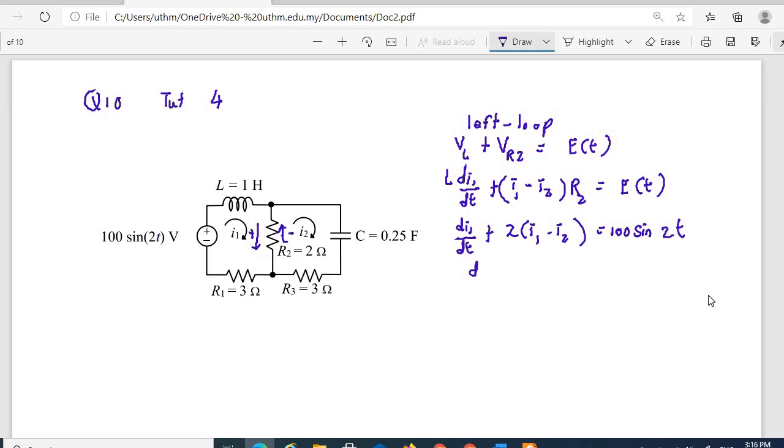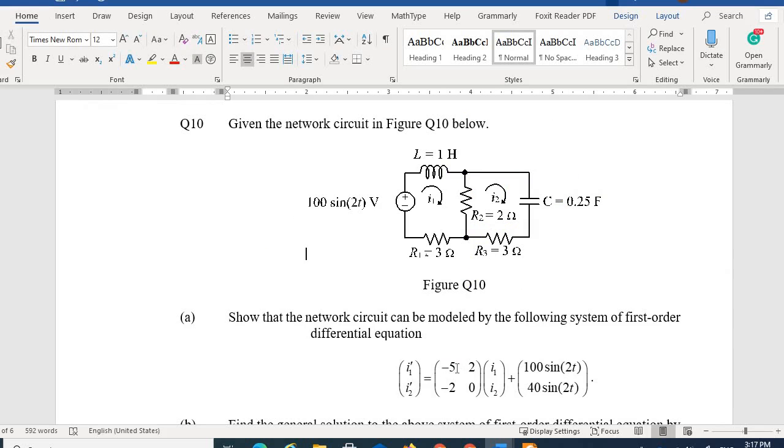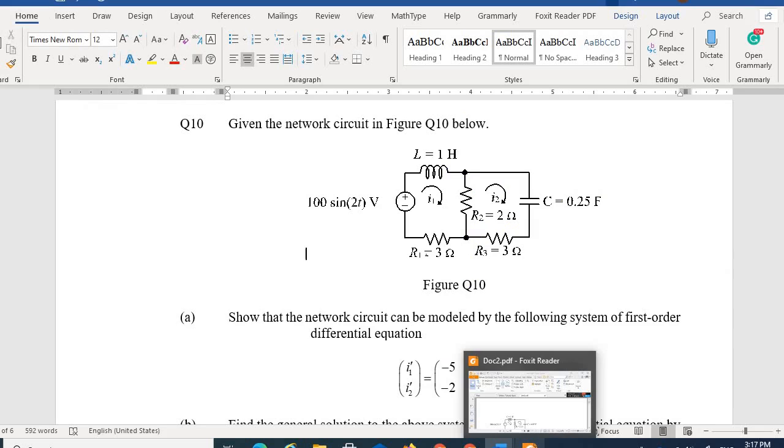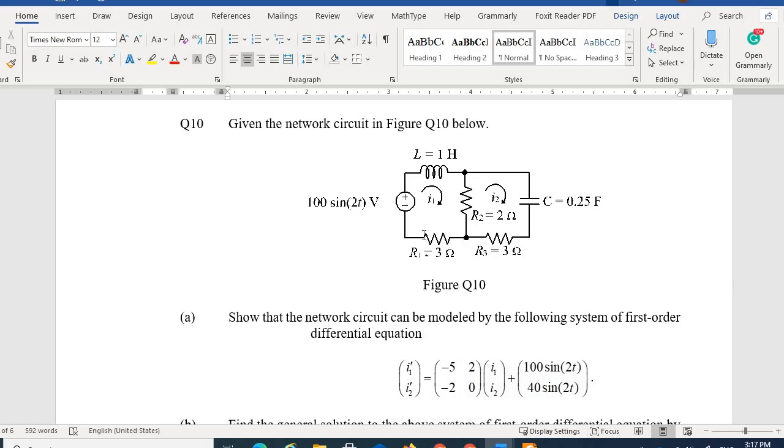So we want to form a non-homogeneous system. Notice on the left hand side you have dI1/dt, and then bringing 2I1 minus 2I2 to the right side, it becomes minus 2I1 plus 2I2 plus 100 sin 2t. So you can check if you already obtained the first... How about R1? Still got one more at the bottom, R1 is 3. You're right, that's what is missing.